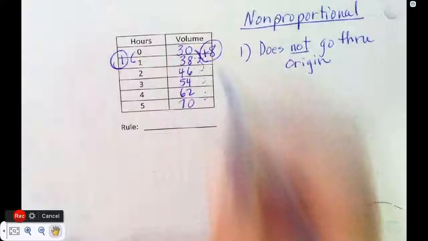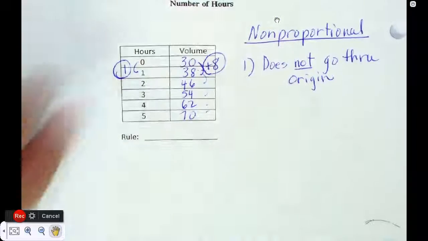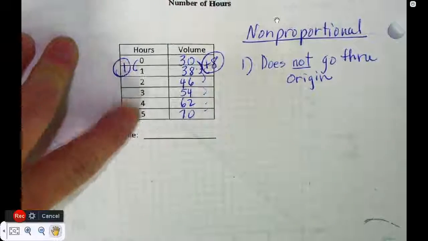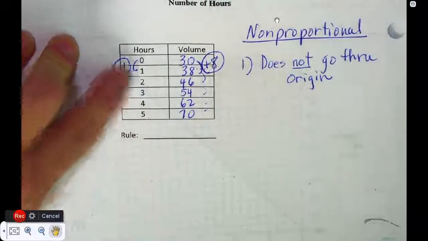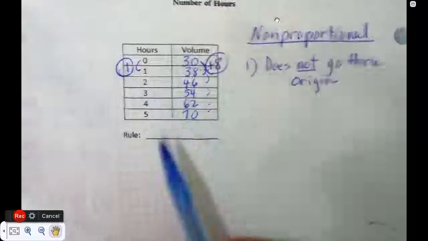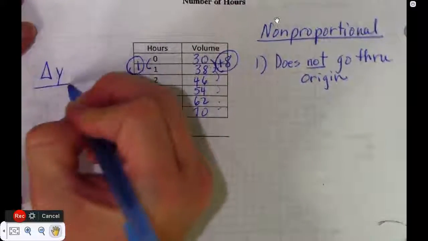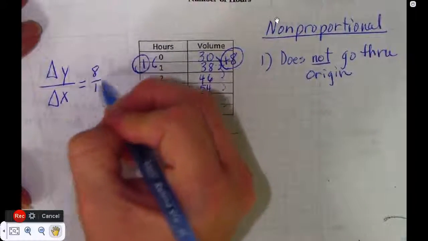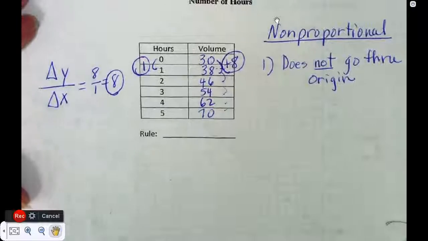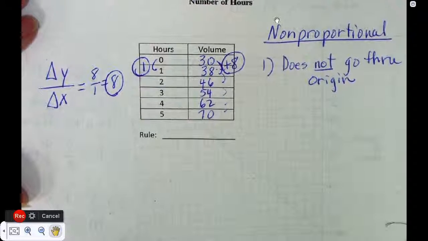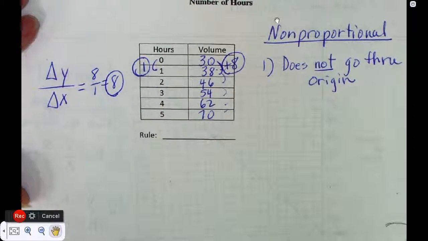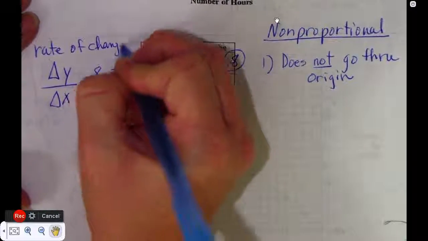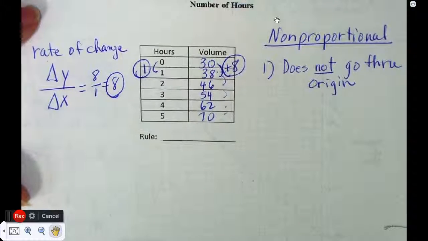Now, pretty soon, I already said this, I believe, but pretty soon it's not going to go 0, 1, 2. They'll try to trick us. Okay, so the change in y, let's get used to writing this, over the change in x is 8 over 1, which is 8. Now, 8 is not the constant of proportionality because it's not proportional. It's the rate of change.